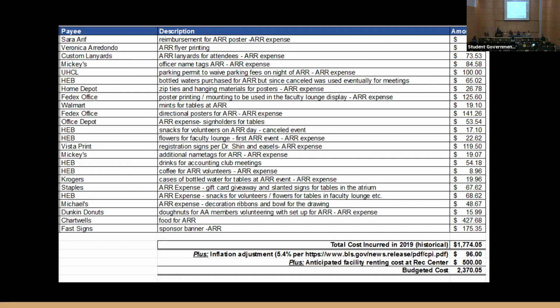Just to let y'all know that this will be voted on next week, and because it is a fund request, it would be the student organizations that are voting. So if you need to look at this, take this information back, take a picture of it, in order to work with your student organizations as far as how you would like to vote moving forward. Any questions before she goes?